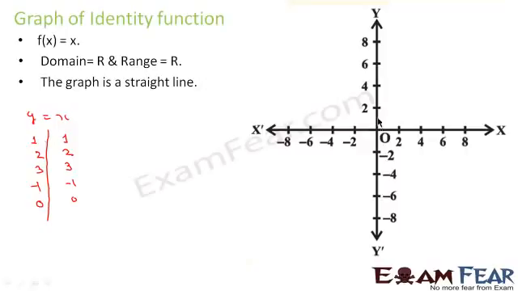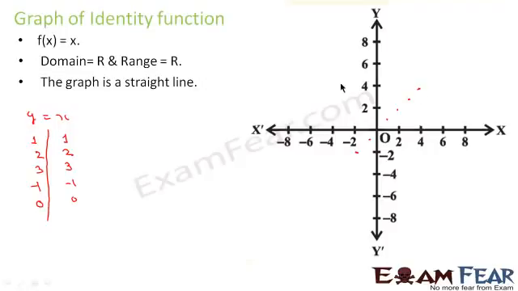x is equal to 1, y is 1. x is equal to 2, y is 2. x is equal to 3, y is 3. x is equal to 4, y is 4. x is equal to minus 1, y is minus 1. x is equal to minus 2, y is minus 2. You see, this is (1, 1). This is (2, 2), because x is 2 here, y is 2 here. This is again (3, 3). And this is (4, 4).